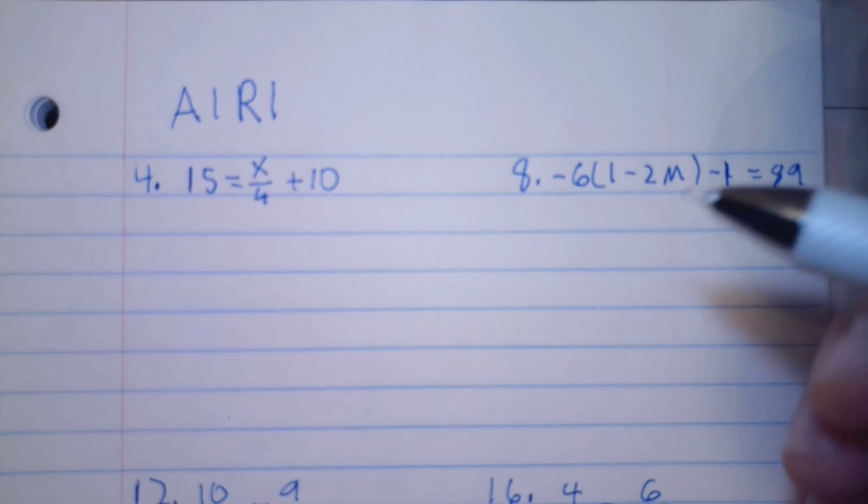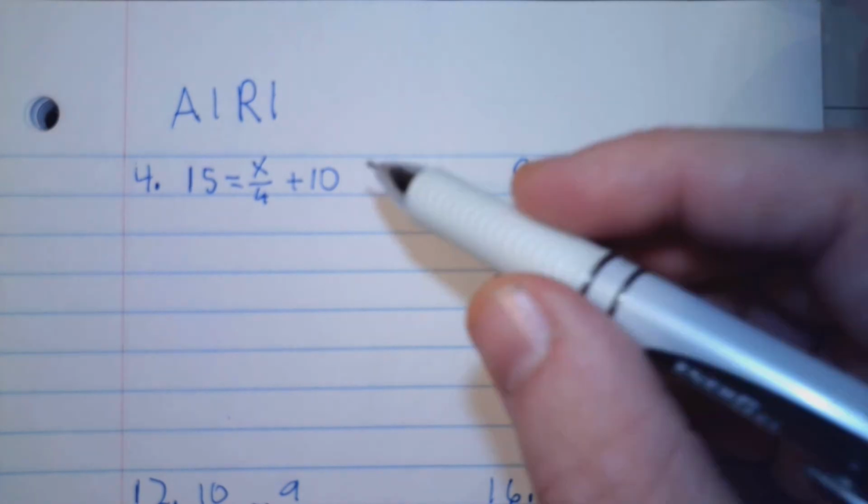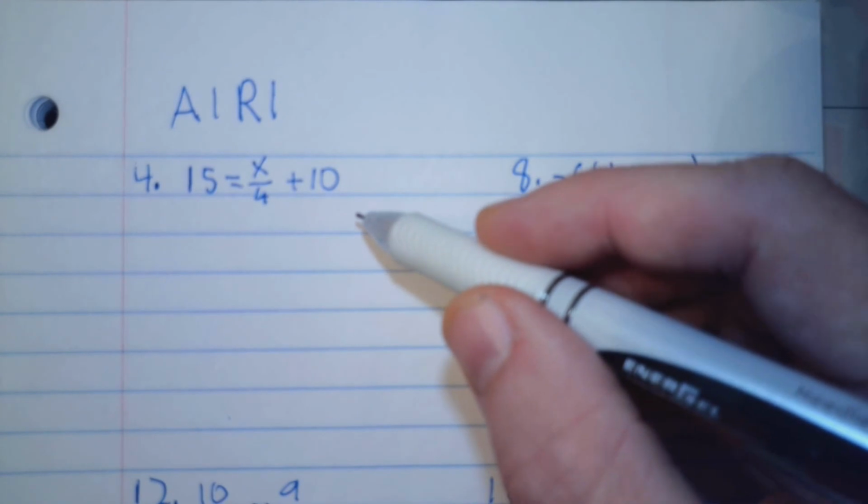This is A1R1. I'm going to start with number 4, and so we will look at what we need to do. Number 4 is just a 2-step equation, and part of what I'm going over is my expectations on what I want to see as far as work goes.